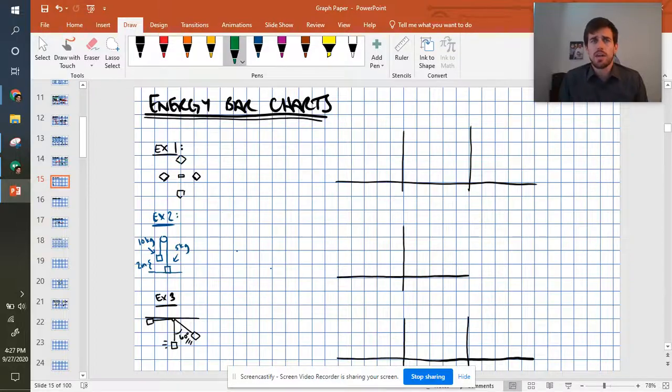All right, so let's talk about energy bar charts. Energy bar charts are a tool like free body diagrams, like motion diagrams, that we're going to use to analyze what's taking place and to help us understand, in this case, the changes of energy in our system.